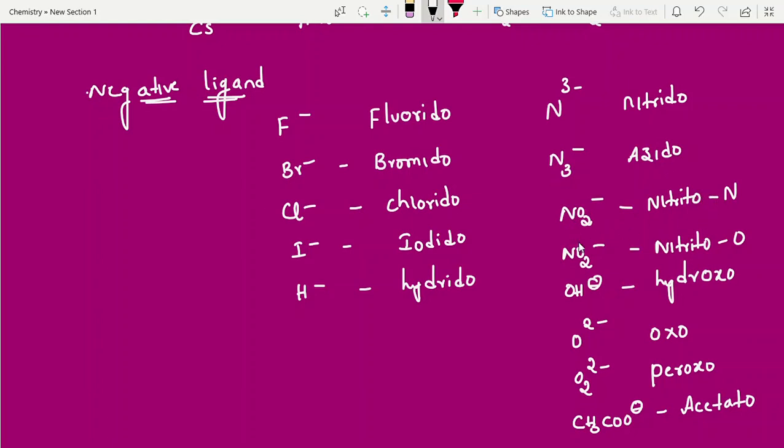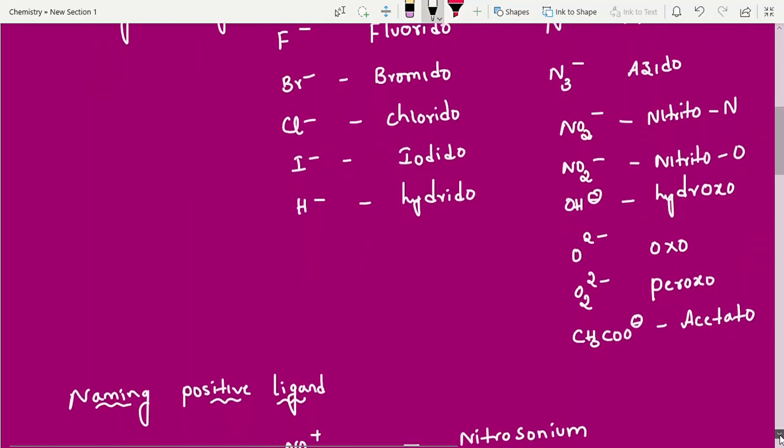But NO2 is an ambident ligand, right or not? Ambident ligand, and CN also is an ambident ligand. Suppose NO2 minus is there, nitro through N, nitrogen linkage, and oxygen linkage means nitrito-O. Next, OH minus, hydroxo; O2 minus, oxo; O2 2 minus, peroxo; CH3COO minus, acetate. So like this we are calling. This is negative ligands. Okay.